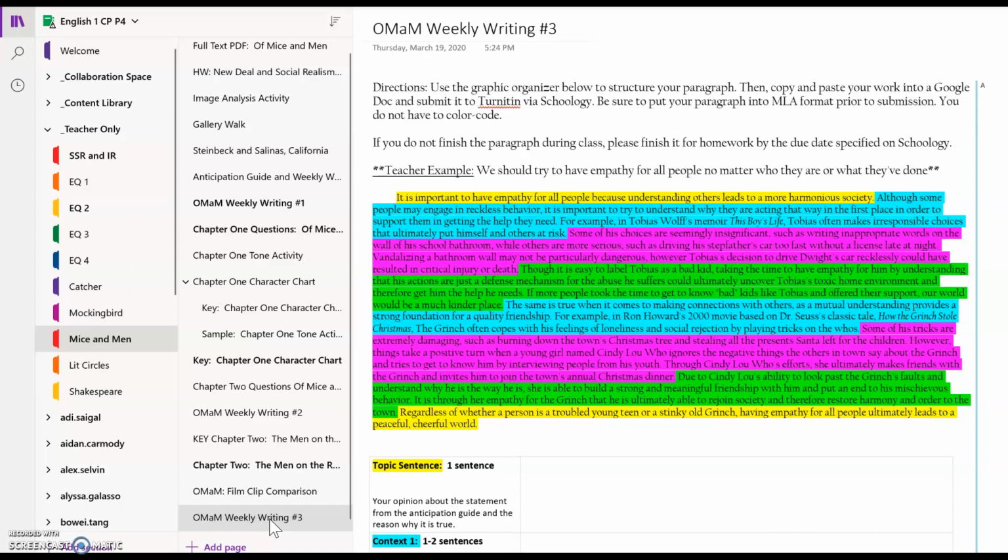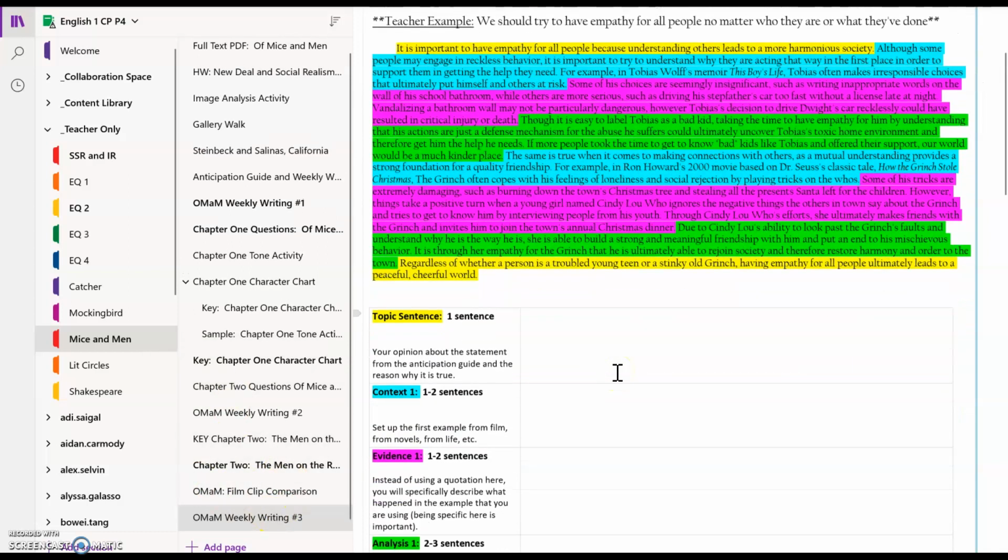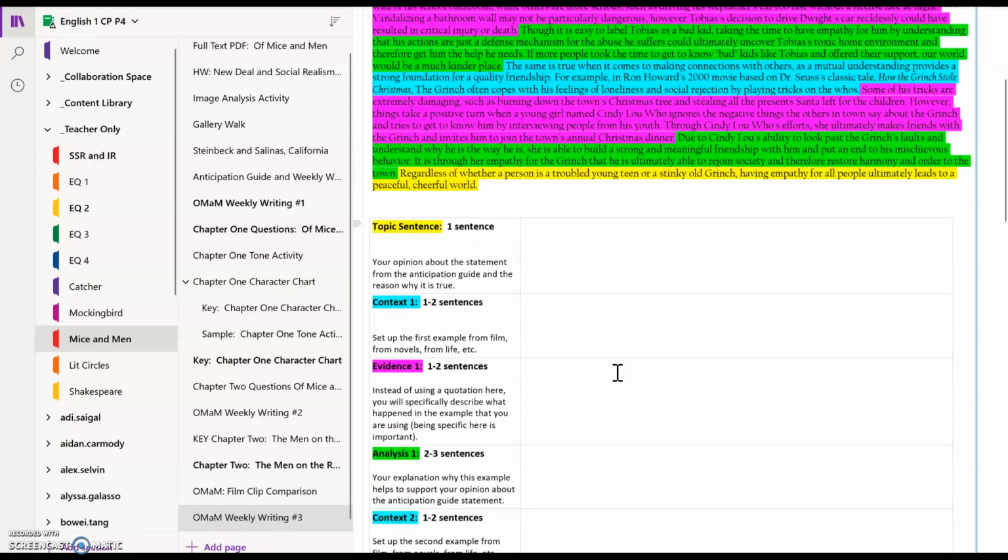And today's lesson is going to be Of Mice and Men Weekly Writing number 3. So if you look in your CP4 or CP5 or CP6, as it were, folder in Of Mice and Men, go down, you're going to see Of Mice and Men Weekly Writing number 3. That is going to be your assignment for today.